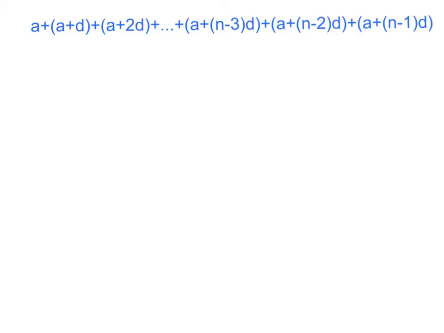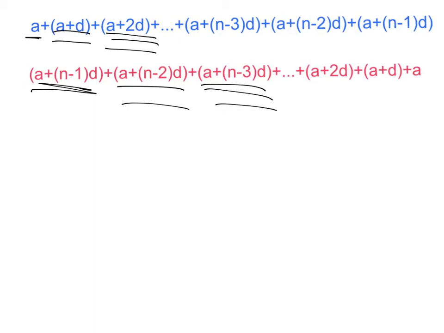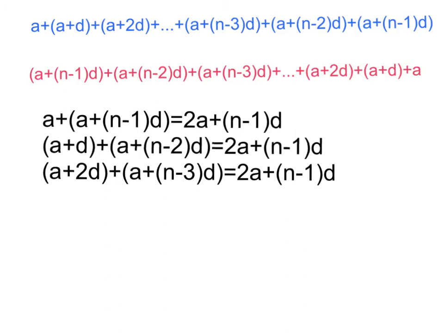That makes good sense. So then we write it in reverse order: A plus (n minus 1)D, plus A plus (n minus 2)D, and A plus (n minus 3)D, and so on down to A plus 2D, and A plus D, and A. And then we find our pairs again. The first term in each, the second term in each, the third term in each, and the fourth, and the fifth, and so on, all the way down to all n terms.